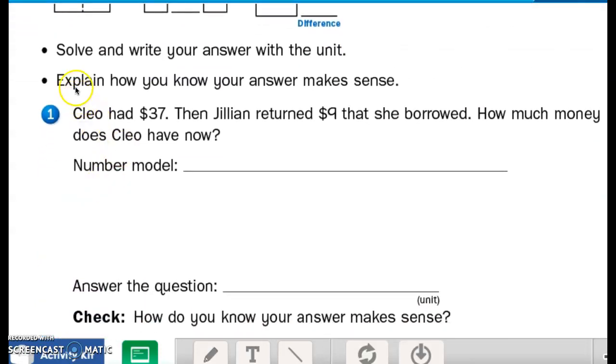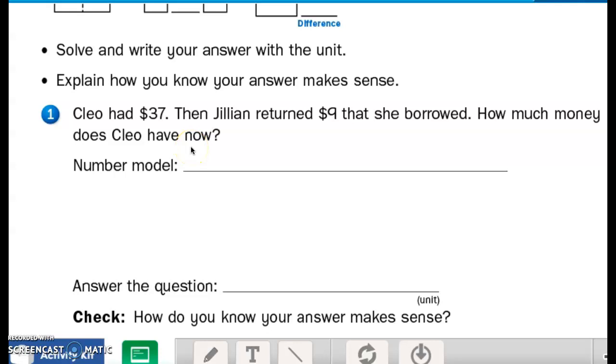First of all, remember what I said earlier about our answer making sense? They really want us to tell them why our answer makes sense. So I want you to think about that as we go through this. Cleo has $37. Then Jillian returned $9 that she borrowed. So she gave back some money to her. How much money does she have now?